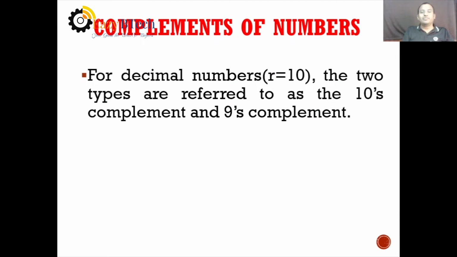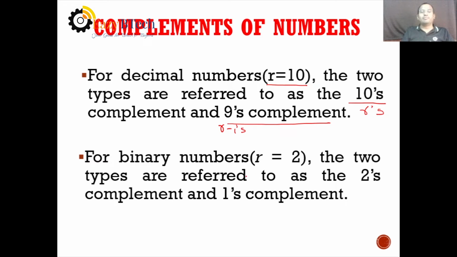For example, if you take the decimal number system, we will have tens complement and nines complement, because we have R's complement and R minus 1's complement. So 10 minus 1 is 9's complement. So for the decimal number system we have two types of complement, 10's complement and 9's complement.